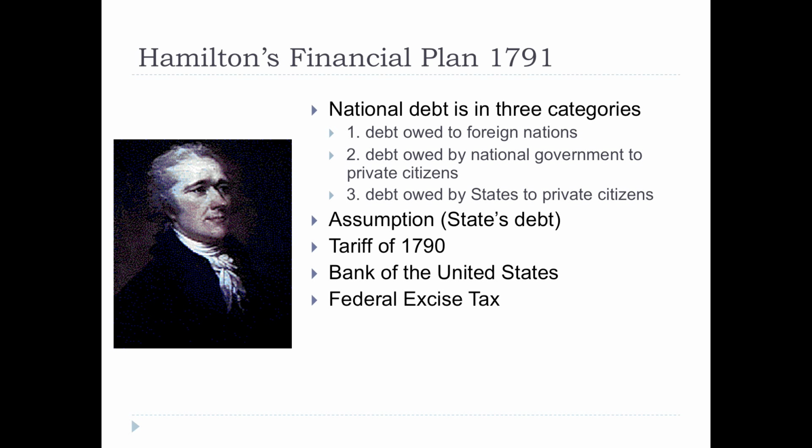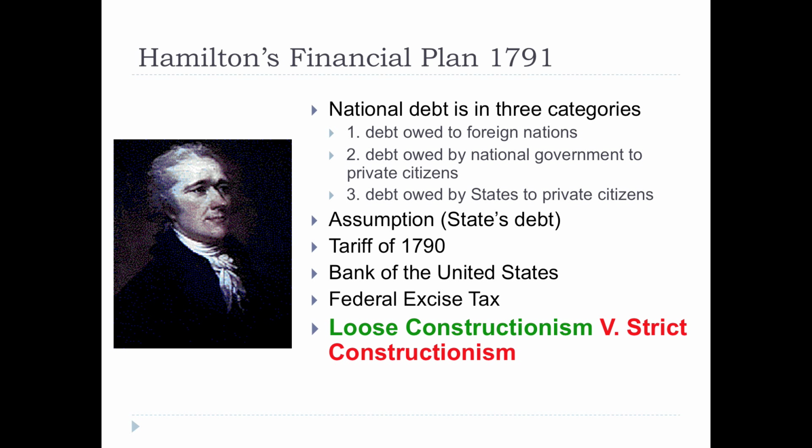The last thing that he talks about is he wants to create a federal excise tax. Tariffs are tax on imported goods. An excise tax is a tax on domestic products. And here in a few moments, you're going to see what happens here. He places a tax specifically on whiskey, which is going to lead to a major issue in America as well.